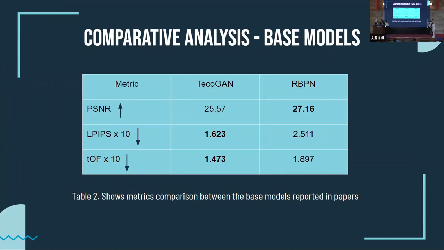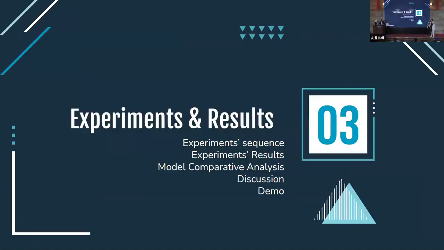So that's why we have been comparing the results from the base models presented in the original papers. And as can be seen, a higher PSNR value is preferred, and that's why it was obtained by RBPN due to its highly structured architecture, while LPIPS and TOF got better results in TecoGAN as it's more visually appealing. Now my colleague Nagar will continue with our experiments.